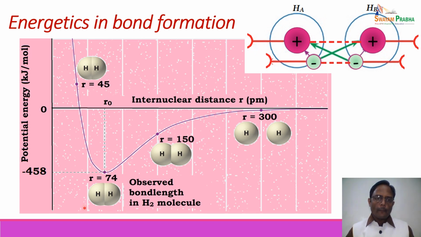At this point, we say that the bond is formed between two hydrogen atoms, leading to the formation of an H2 molecule, and the internuclear distance is called the bond length. This bond length is 74 picometers, and the amount of energy released is called the bond energy, which is about 458 kilojoules per mole. This is shown with a negative sign because it is the amount of energy released. Hence, at this point the bond is formed.